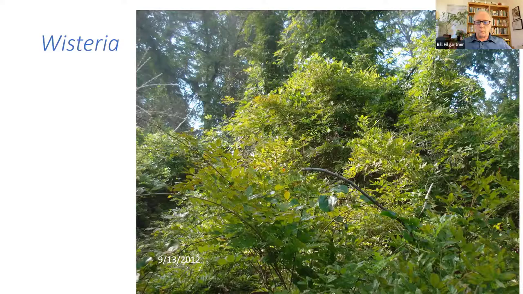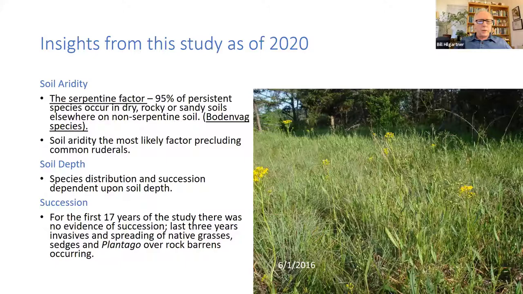Insights that I've gotten from this study: soil aridity. 95% of the species appear to be in dry, rocky, or sandy soils, and elsewhere they occur on non-serpentine soil. Actually, there's a name given to them. They're called the Bodenvag species, species that are indifferent to the rock type where they grow. The soil aridity seems to be the most likely factor precluding common ruderals, not so much the magnesium or other factors like the chromium.